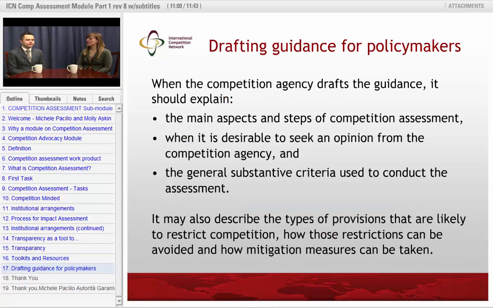When the competition agency drafts guidance, it should explain the main aspects and steps of competition assessment, when it is desirable to seek an opinion from the competition agency, and the general substantive criteria used to conduct the assessment. It may also describe the types of provisions that are likely to restrict competition, how those restrictions can be avoided, and how less restrictive measures could achieve the same legitimate public policy goals.